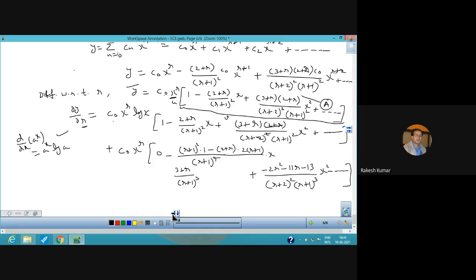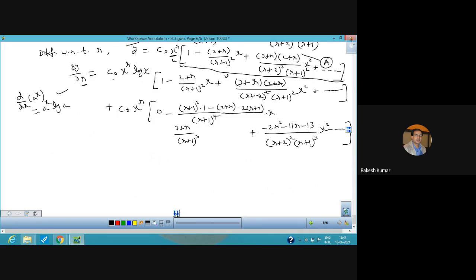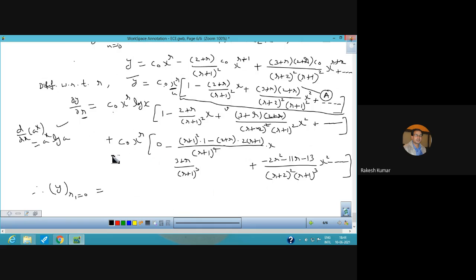Now you just see what we require. We want to find the value of y at r1. And what is r1? That is 0. So you just put r1 is equal to 0 here. Put r is equal to 0. r1 means the root is 0.